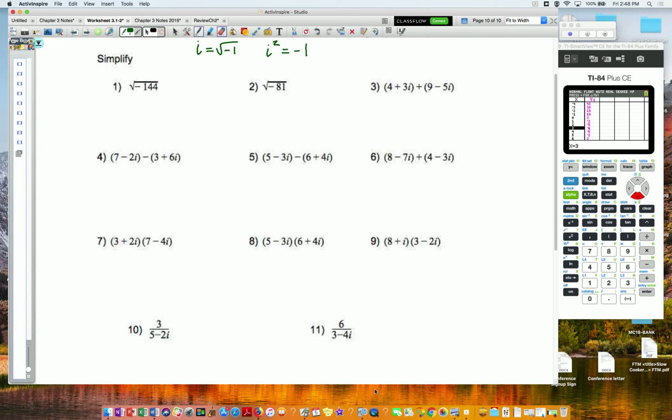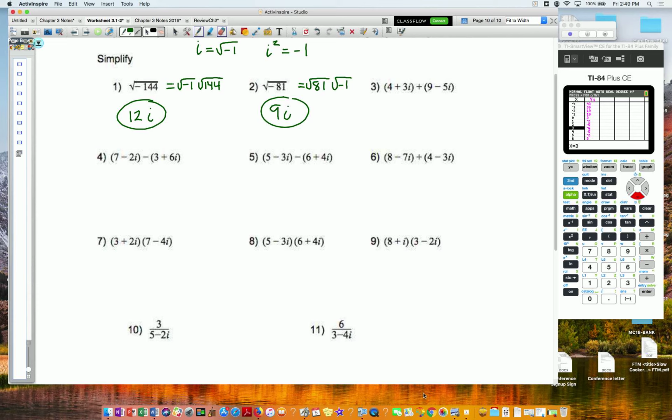So like on the first two here, the square root of negative 144. The thought process is, well, that's just negative 1 times the square root of 144. Square root of 144 is 12. Square root of negative 1 is i. So I have 12i. On the second one, 81 and negative 1, so we get 9i.